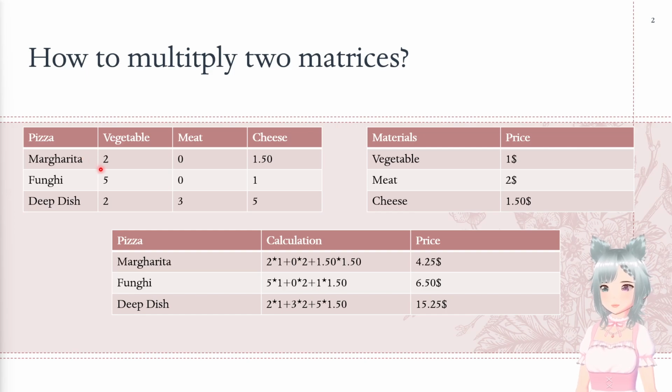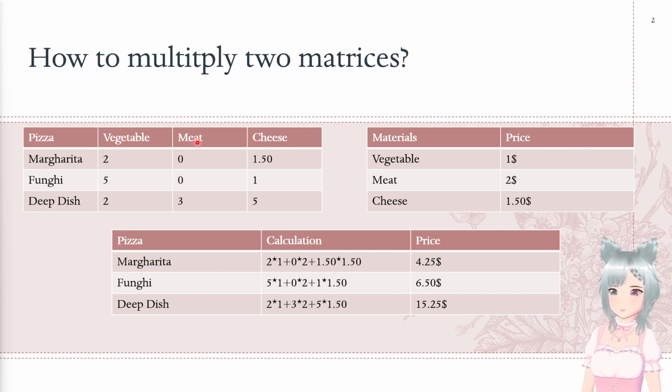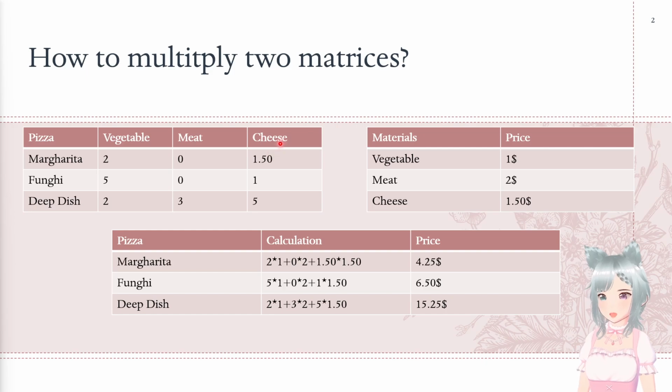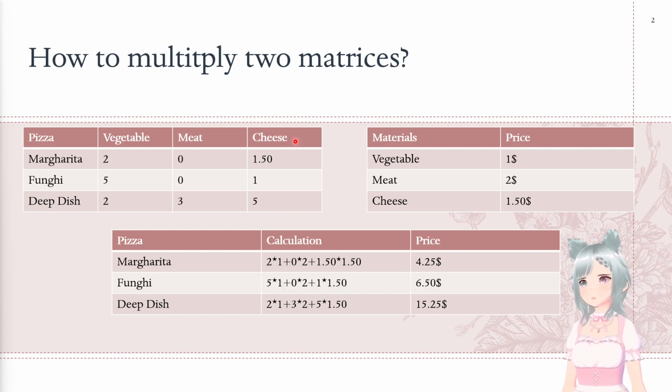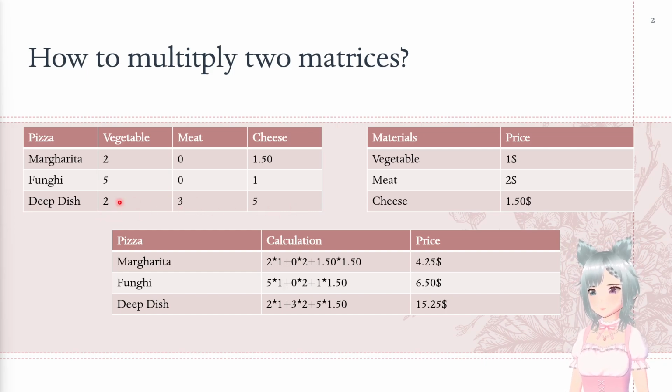And this is just the recipe for how many cups of things we need for each pizza. So for the margarita, for example, we need 2 cups of vegetable, 0 cups of meat, and 1.5 cups of cheese. And for the fungi, we need 5 cups of vegetable, 0 cups of meat, and 1 cup of cheese. And then for the deep dish, we need 2 cups of vegetable, 3 cups of meat, and 5 cups of cheese.